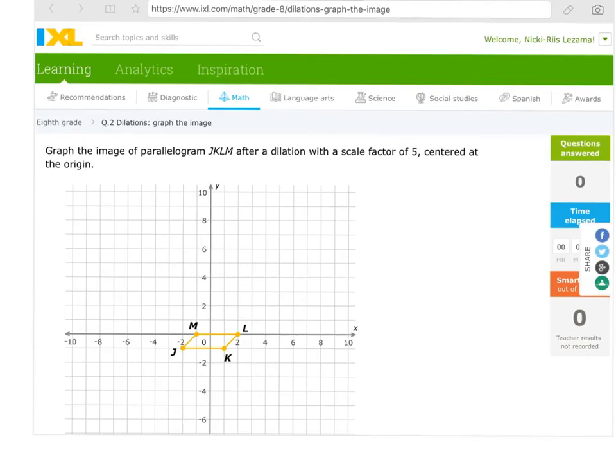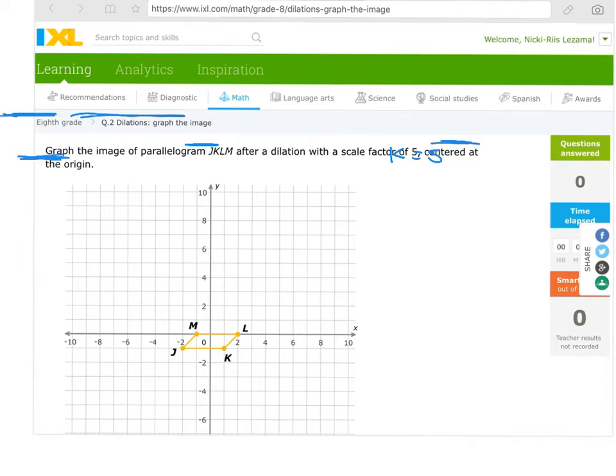Okay, so let's look at the IXL exercise. It is 8th grade Q2, dilations, graph the image. Please make sure you log in before you start the exercise. So they want us to graph the image of JKLM after a dilation with scale factor of 5, and the center of enlargement is the origin.